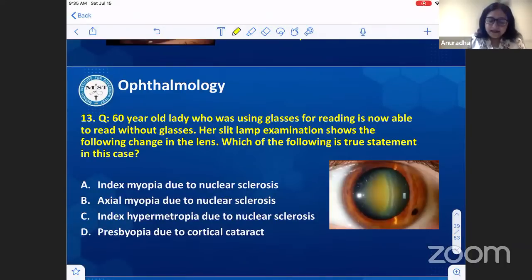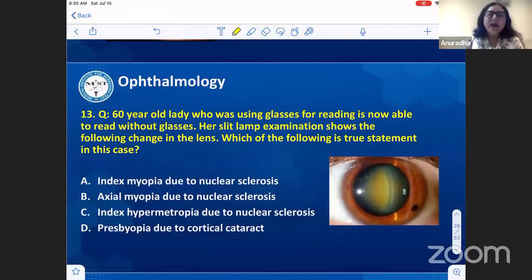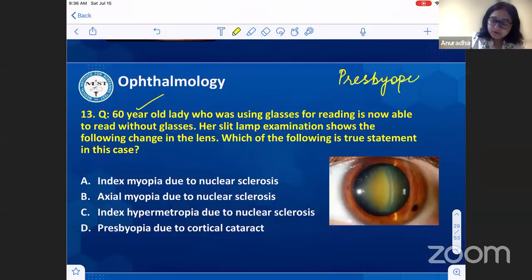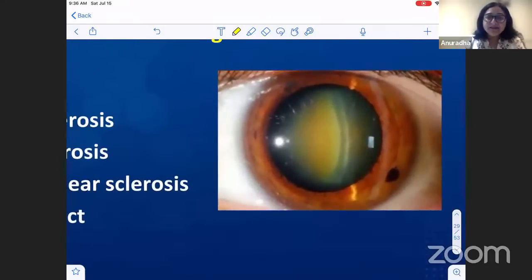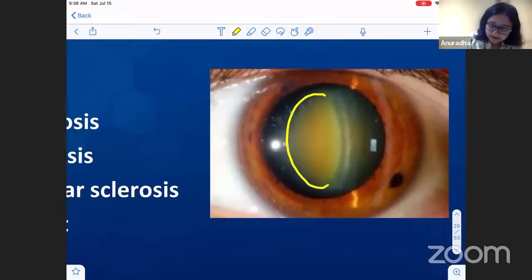A 60-year-old lady who was using glasses for reading is now able to read without glasses. Her slit lamp examination shows the following change in the lens. Which of the following is the true statement in this case? So the lady is in the age group of presbyopia. A 60-year-old person will be presbyopic and will require reading glasses. But now she is able to read without glasses. And when they examine, they find this. The lens is becoming yellowish brown.